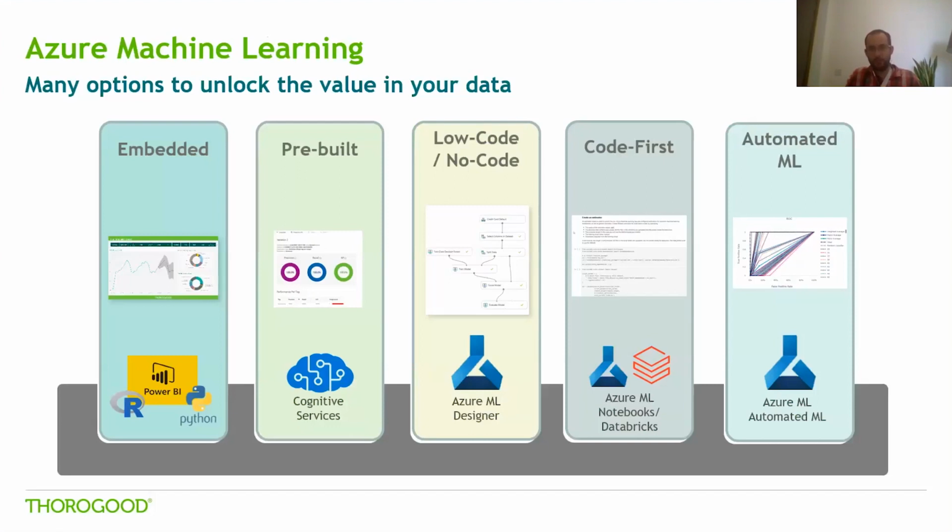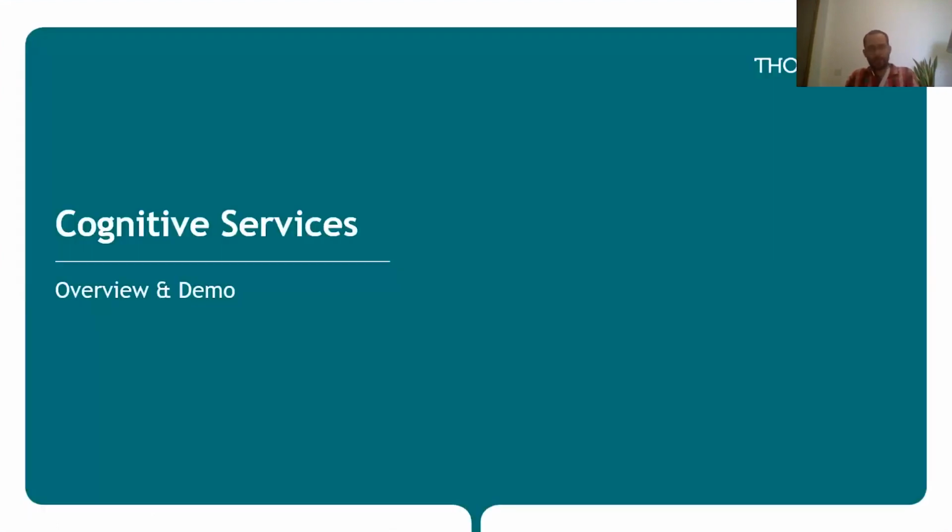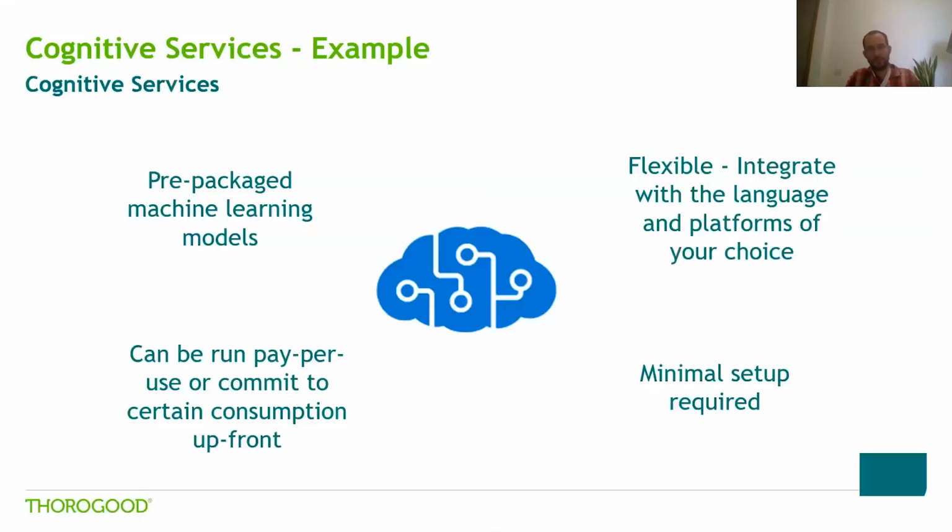And finally, we'll look at a code-first option, so something like Azure ML Notebooks or Databricks. And we'll show you how you can use those and leverage some of the added Azure ML features, like experiment tracking and the model registry, to ensure that when you're building your custom code, you can get the most robust, repeatable process with the entirely custom machine learning models that you're building out using those languages. So as I said, we're going to start by looking at cognitive services.